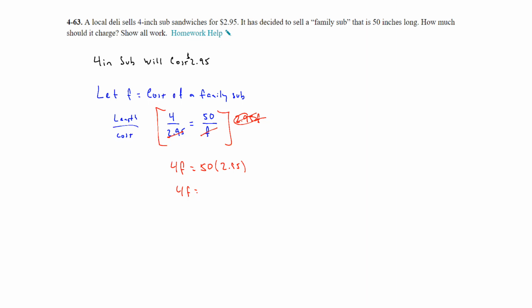Take 50 times 2.95 to get 147.5. Divide that by 4, and we will get 36.875.